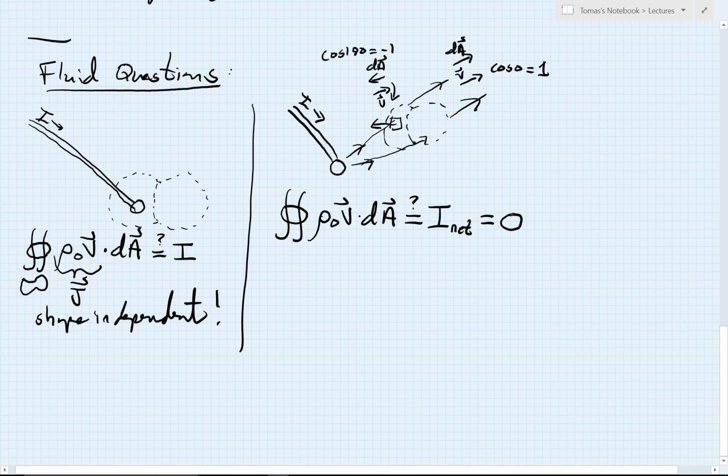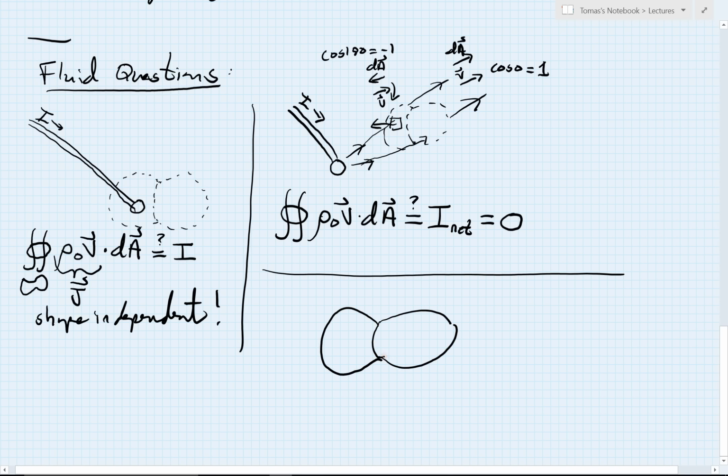Okay, good. Now, there's a third scenario that I would like us to analyze in the fluid case before we get to the electric questions. In this scenario, I'm going to have, once again, my favorite peanut type shape, something like this. And I'm going to have a series of point sources.